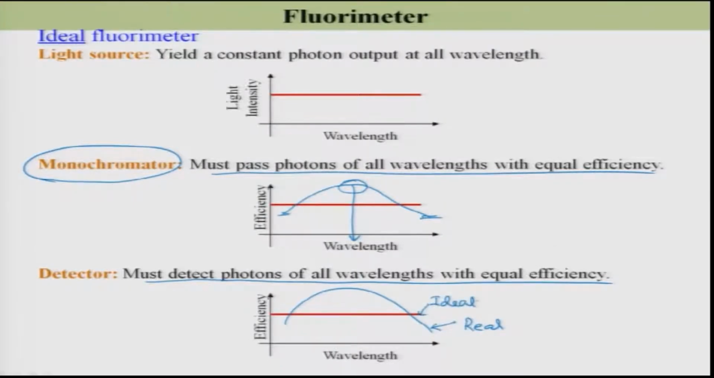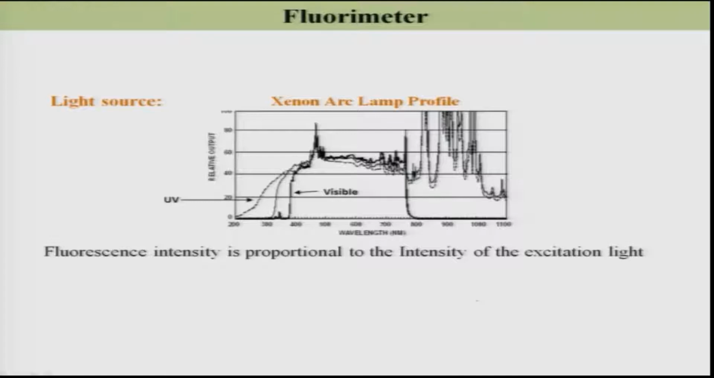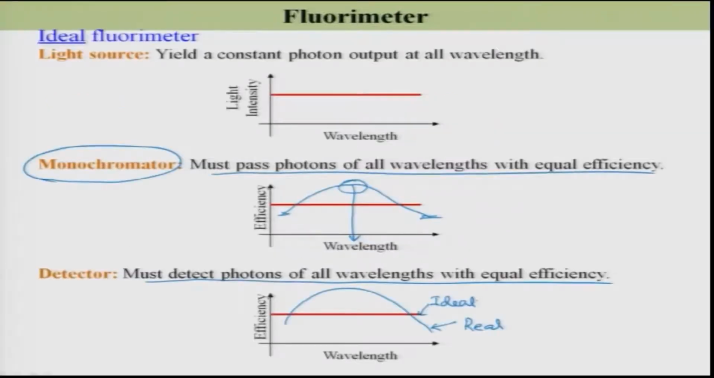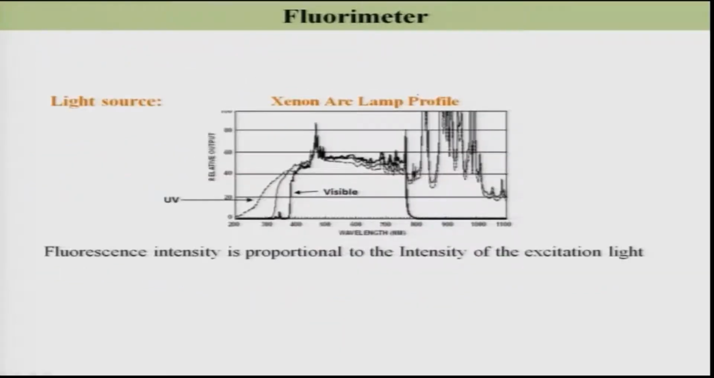And what will be the problem in this? Here I just want to show that the light source is also not a horizontal line like this. This is the actual spectrum of a xenon arc lamp. You see this light source actually has a lot of spikes, and the shape is bell shaped, with a lot of spikes over here.